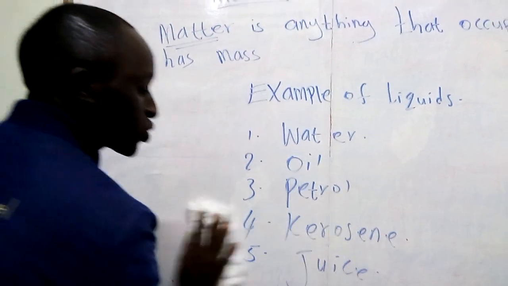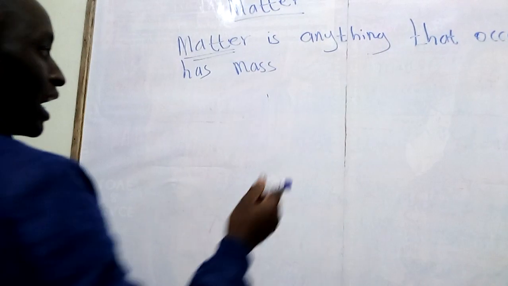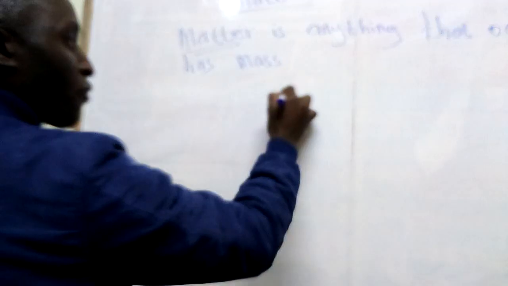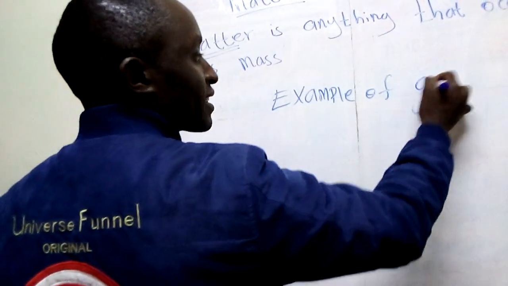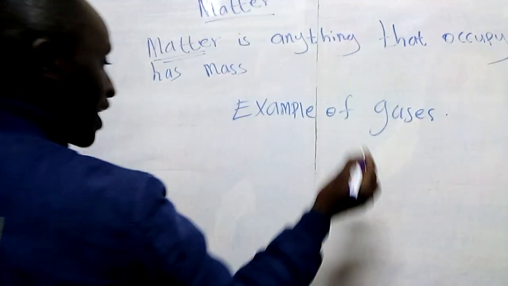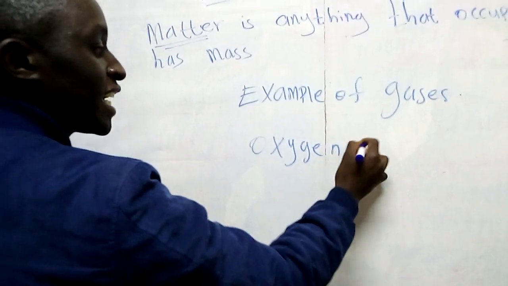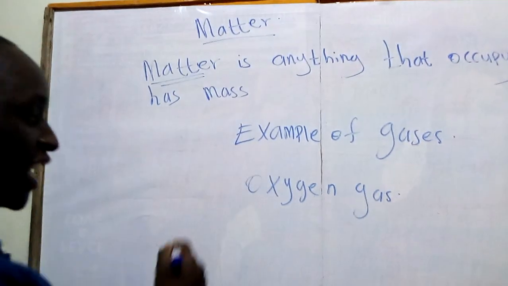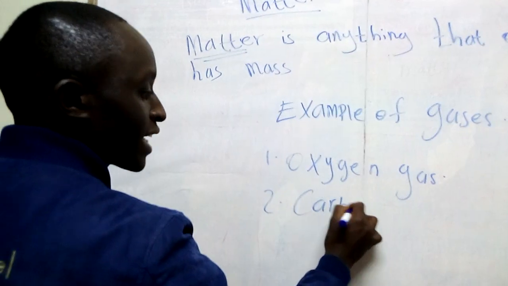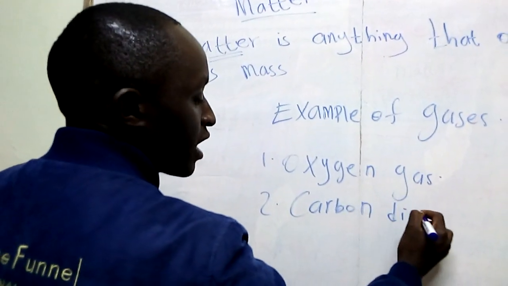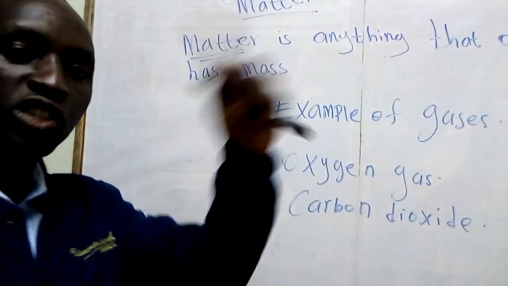From there, I'm going to what we call gases. And here I'm going to discuss first of all examples of gases. The first one, you can talk of oxygen that you normally take. Oxygen gas. These are gases that we take in. The second one, we can talk of carbon dioxide. These are gases that you take out.